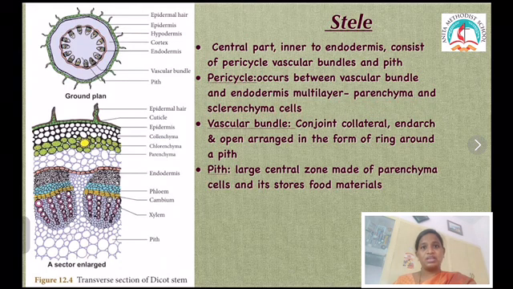The next one is vascular bundles. Vascular bundles are conjoint, collateral, endarch and open. Vascular bundles are arranged in the form of a ring around the pith. The next one is pith. Pith is the large central zone which is made up of parenchyma cells.